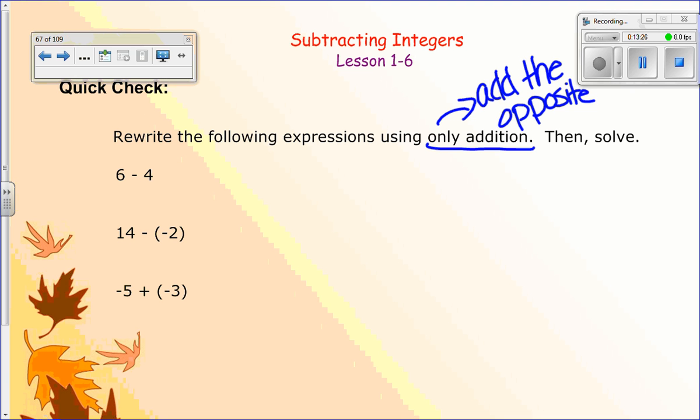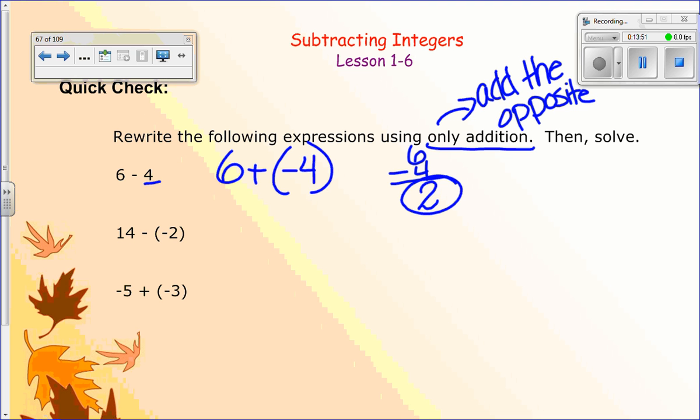So for example, 6 minus 4, well, I leave 6 alone. Minus sign turns into plus. And I have 4, which the opposite of that is negative 4. So I just rewrote it using addition, and now I solve it. Well, the signs are different, positive 6, negative 4, so I subtract them, and I get 2, and 6 was the bigger number, and in the original, it was positive. So my answer here is positive 2. Go ahead and do the same thing with the next two, and then you can come back and check your answers. Go ahead and do that now.